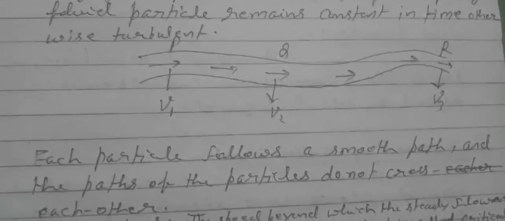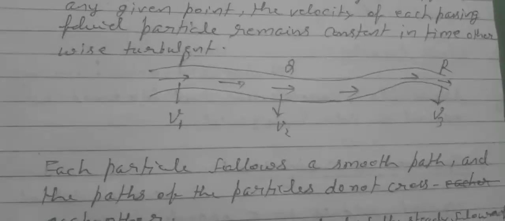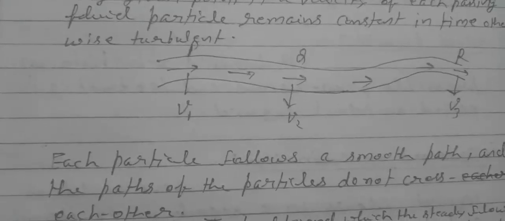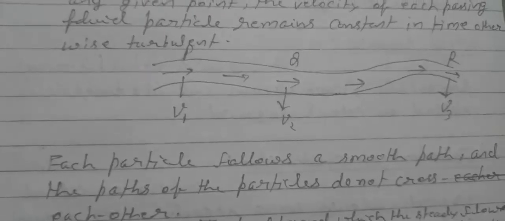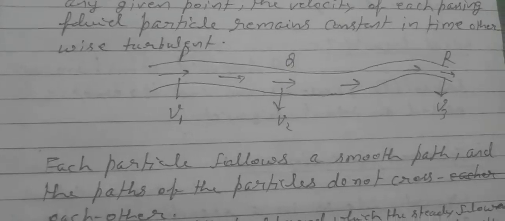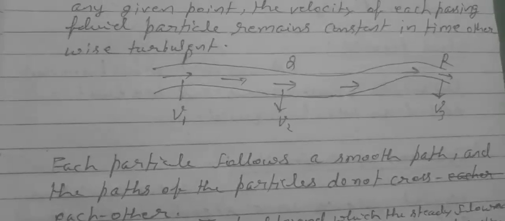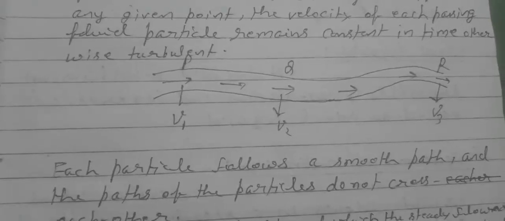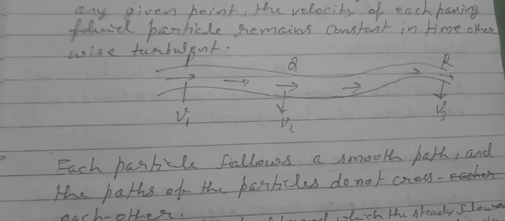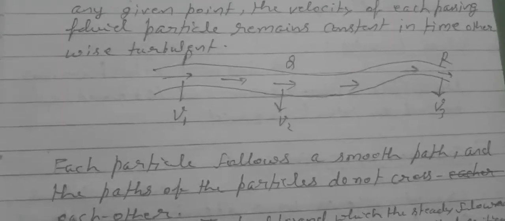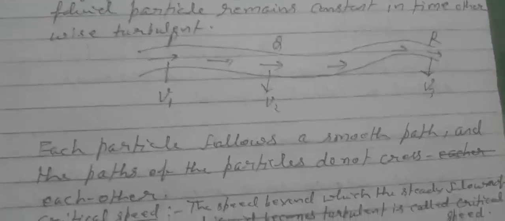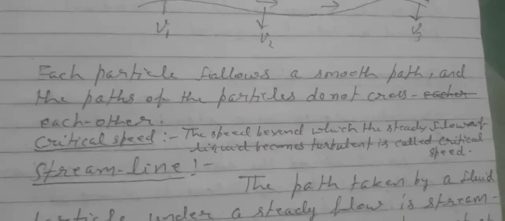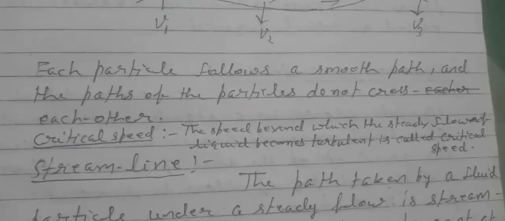As shown in the figure, if the velocity at P remains v1 at every time, then the flow at this point will be called a steady state. Similarly, at Q, if its velocity is always v2 and at R its velocity is always v3, then the flow at this point will be called a steady state flow. Each particle flows along a smooth path and the paths of the particles do not cross each other.